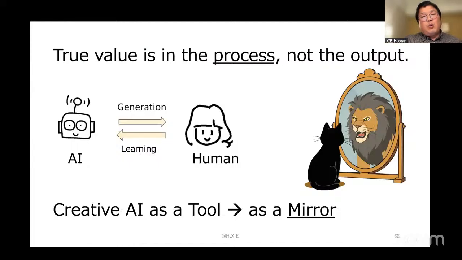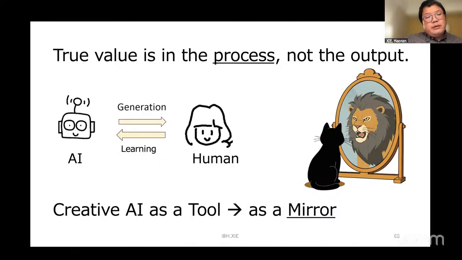Here is one from the previous slide from Professor Igarashi. The true value of content creation is in the process, not only the output of pixels or sequences of pixels, like videos. So we want AI to understand the human, and the human can give feedback to the AI, so that it can improve human-AI coexistence.